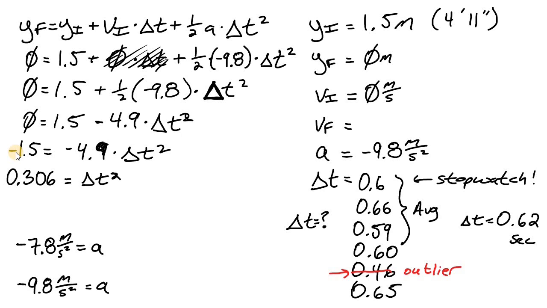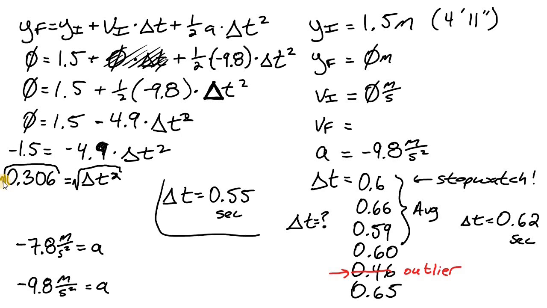I don't care what delta t squared is, I want delta t. So how do we get rid of the squared? Let's take the square root of both sides of the equation. And this will give us our delta t. So what should we have gotten? Let's take the square root of this, 0.55 seconds. That's what we should have gotten in order to calculate out this acceleration of negative 9.8 meters per second squared.